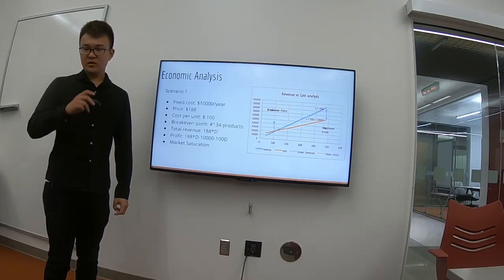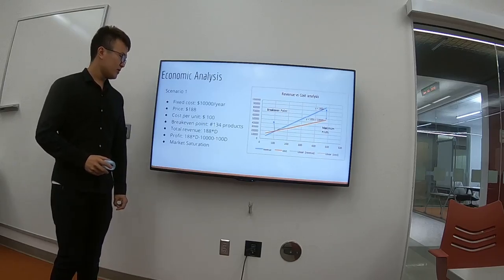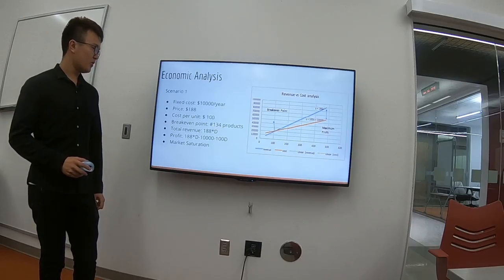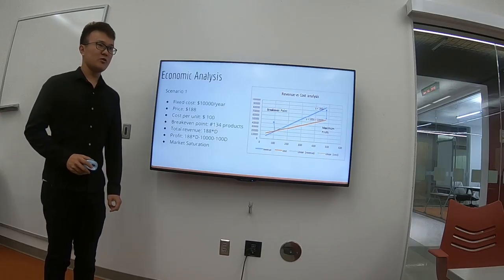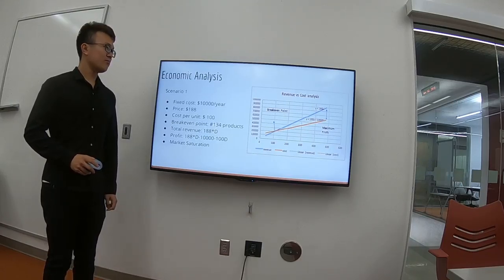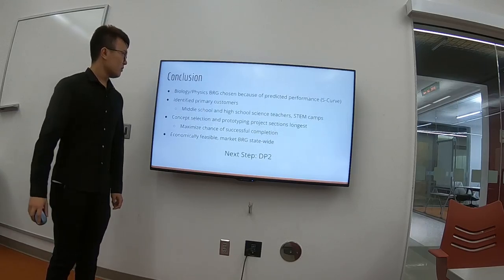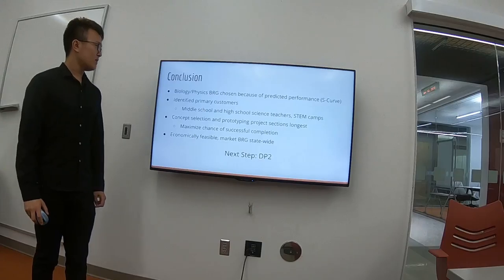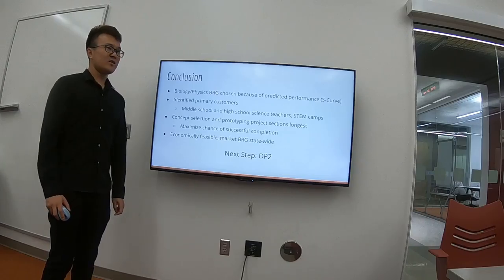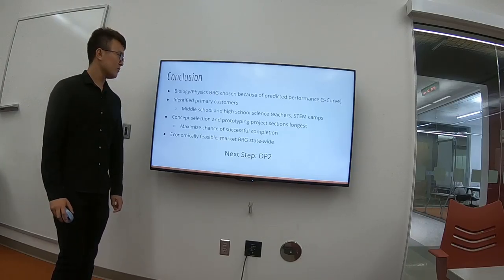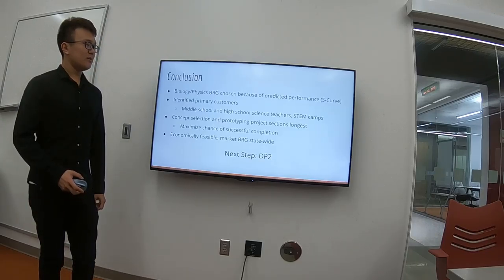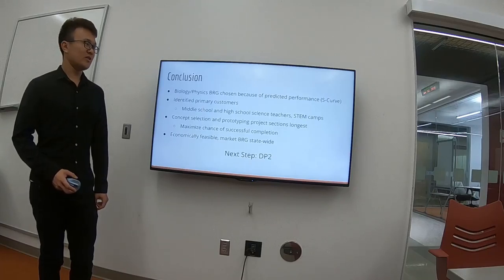Another issue I want to address is, based on our product constraint and the effect of the market, it will be the market saturation. So we have to continuously update our features, which makes the product more functional. As for our conclusion, our BRG product is basically a product that is reinforcing the biology, physics, and the mechatronics concepts to the middle school and high school students, because it has a pretty high performance, which is an S-curve.